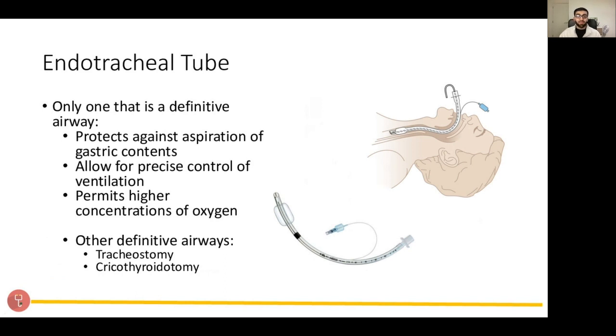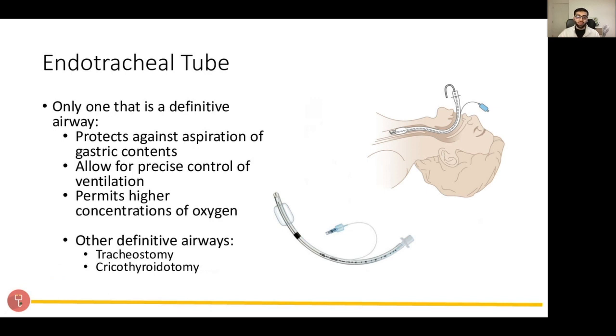So again, this protects against the aspiration of gastric contents using this balloon at the end, which essentially creates a seal inside the airway, stopping any aspirated contents from entering into the trachea. Because of this tight seal, it also allows for precise control of ventilation that minimizes any leak. So the exact concentration and titration of gases you pump out through your anaesthetic machine and into the tube is what often goes down into the lungs. Because of this, you can generate a higher concentration of oxygen as well, which is what makes it a higher level airway as compared to LMAs or the OPA or the NPA.